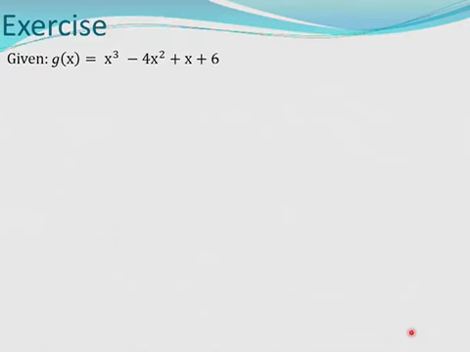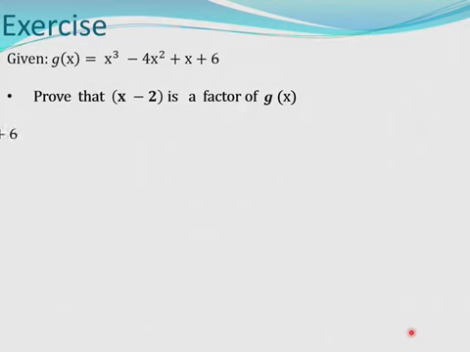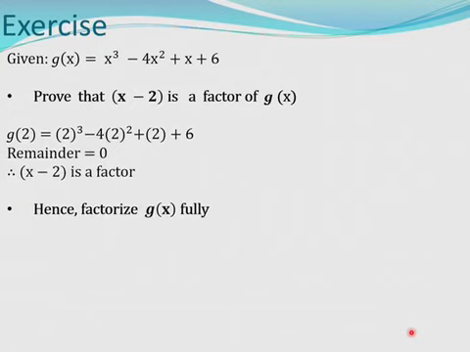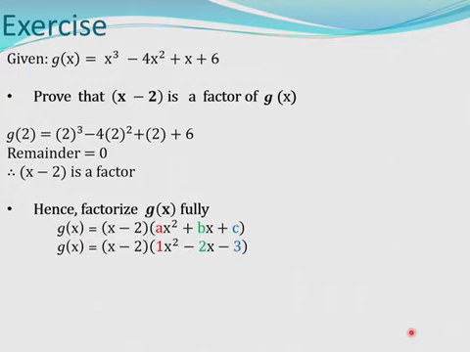There's an exercise that we can try. Notice we are given g of x is equal to x cubed minus 4x squared plus x plus 6. Firstly, we have to prove that x minus 2 is a factor of g of x. Well, we know what to do. We substitute x is equal to 2 into that cubic polynomial. And when we do that, we have our remainder equal to 0. Therefore, we know that x minus 2 is a factor. Our next step is to factorize fully. And so then we take it from there using the inspection method as I've just illustrated.